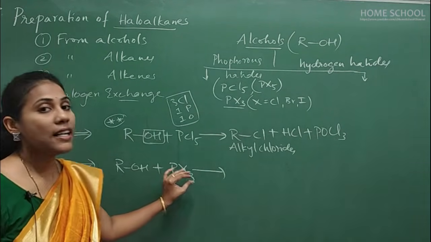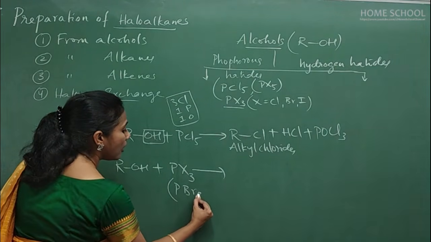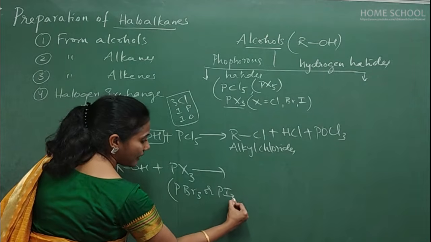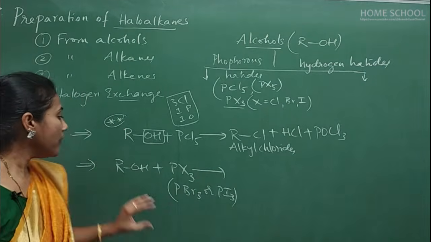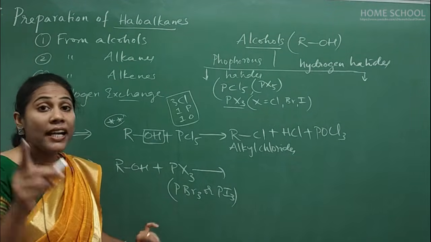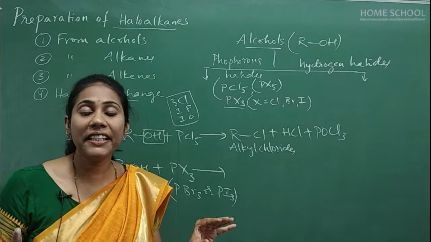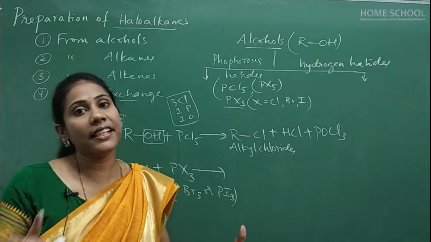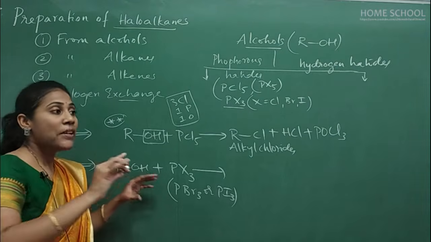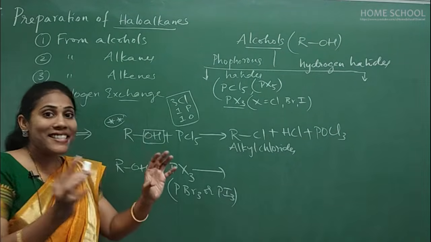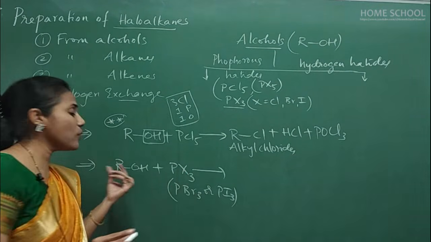Now let us understand when alcohols are treated with PX3 type of compound, phosphorus trihalides. It can be PBr3 or PI3. So here X can be Br or X can be iodine. When you treat alcohols with PX3, remember PX3 is a very unstable phosphorus halide. It should be prepared within the reaction mixture. You can't first prepare PX3 and then add it to alcohol. The PX3 will get formed within the mixture itself. Then that PX3 reacts with alcohol.